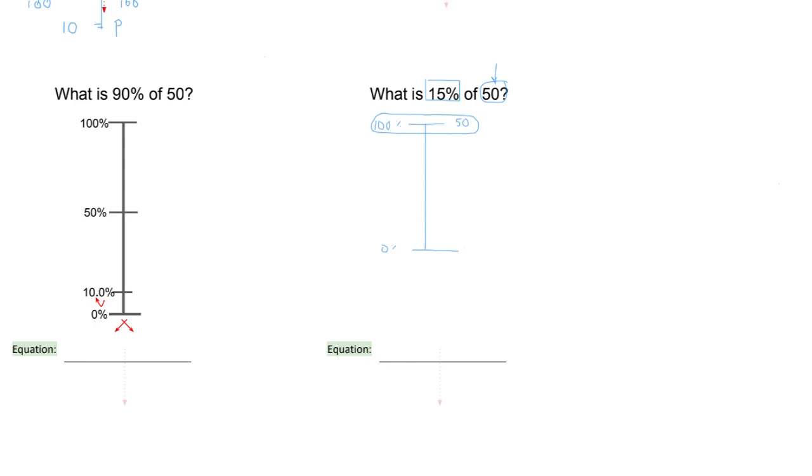All right, now to set up some benchmarks, way down at the bottom here is 0%. That's worth nothing. Right in the middle, 50%. That's half the whole of 50, 25. Okay, another really useful benchmark is 10%. And again, I write 100% and I move the decimal point one spot. All right, so we've got a benchmark. We're trying to find 15%, which is going to end up being right about here, right above 10%.